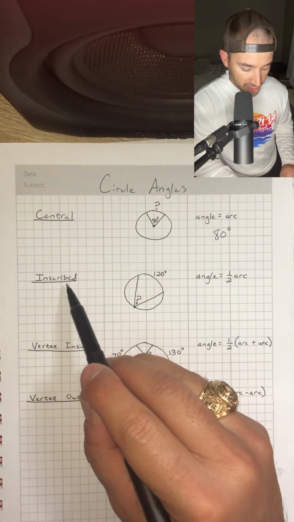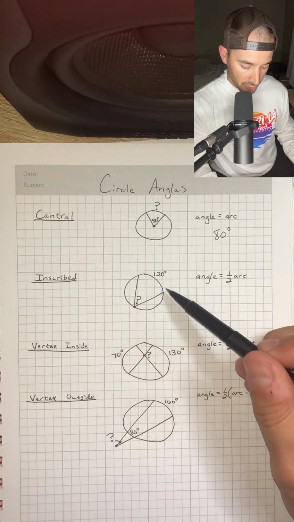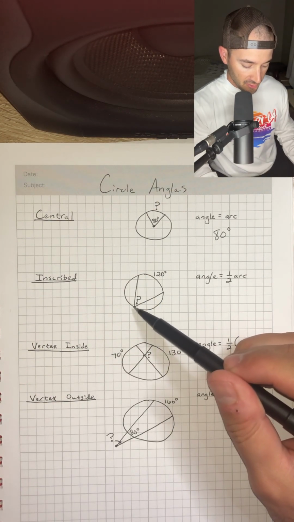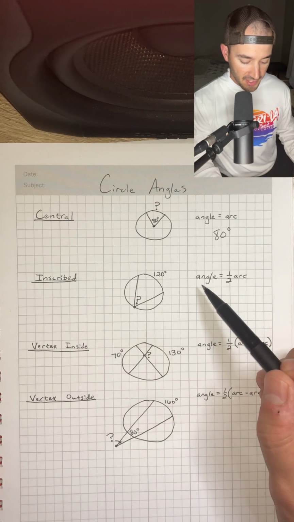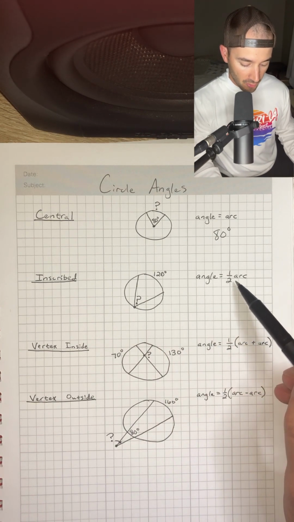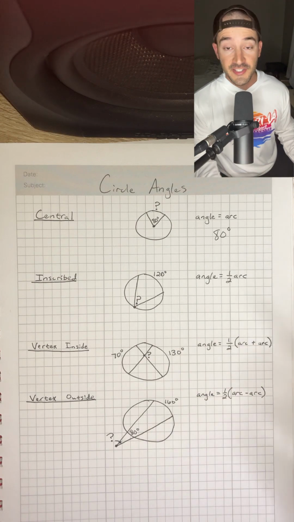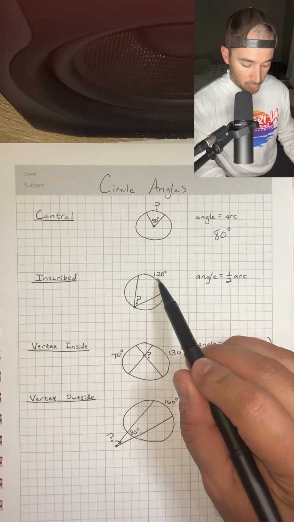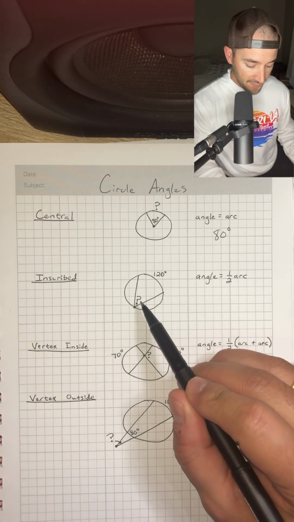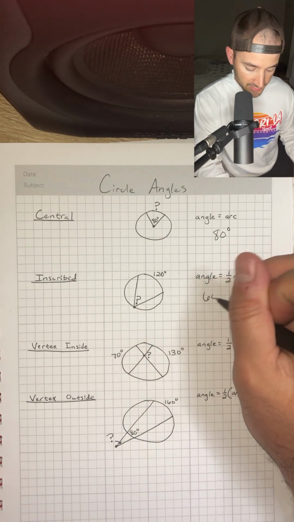Next, we have inscribed angles, and they're formed by two chords that have a common endpoint on the circle. So with inscribed angles, the angle is equal to half of the arc. Or in other words, the arc is double the angle. So if the arc is 120, the angle has to be half that, so our angle would be 60 degrees.